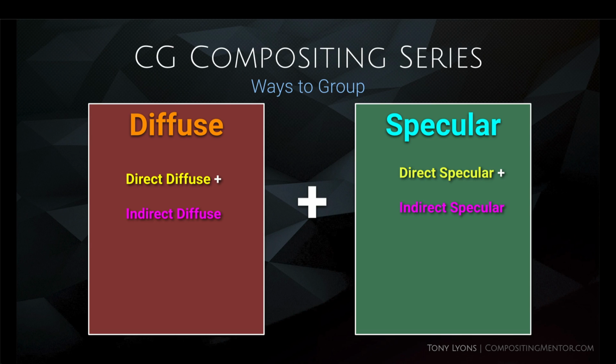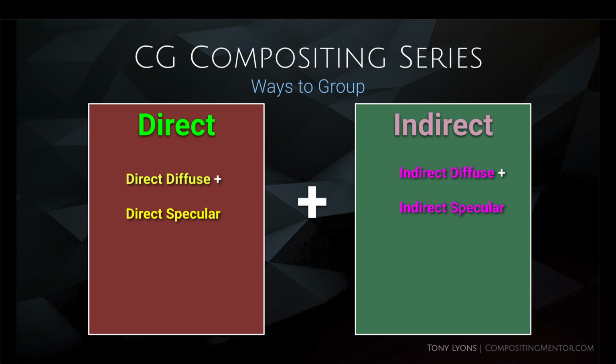With the further division of passes also means that there are more ways to combine the passes together. So generally speaking, you find two options. Either you divide it into diffuse and specular and then add them together, so we have direct diffuse and indirect diffuse on one side and direct specular and indirect specular on the other side. Or you can find yourself dividing it into direct and indirect lighting. So direct diffuse and direct specular on one side, and indirect diffuse and indirect specular on the other side.